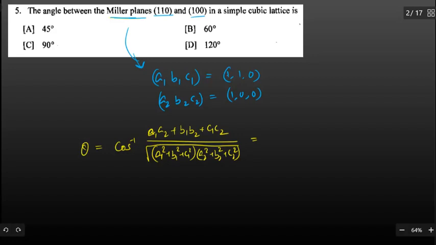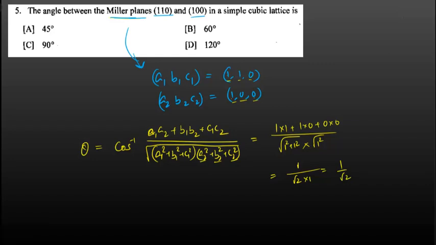So A1 A2, that is 1 into 1 plus 1 into 0 plus 0 into 0, divided by the square root of 1 square plus 1 square plus 0 square, that is 1 square plus 1 square, into A2 square plus B2 square plus C2 square, that is 1 square plus 0 square plus 0 square, that is 1 square. That is equal to 1 into 1, that is 1, divided by root 2 into 1, which is equal to 1 by root 2. So this is the cos theta.